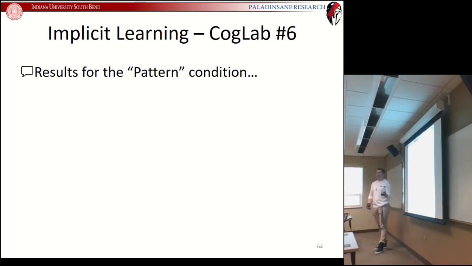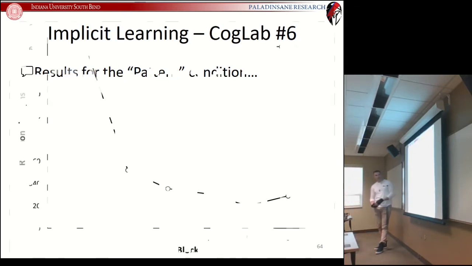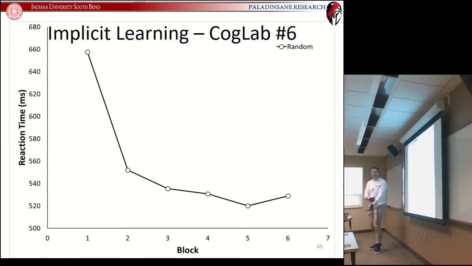What happened for the pattern condition? Well, there's your random condition right there. And if there was some sort of implicit learning, specifically if individuals were able to learn the pattern, what do we expect for the line with the pattern condition? Is it going to be higher or is it going to be lower than the random line here? Lower. It should be lower.